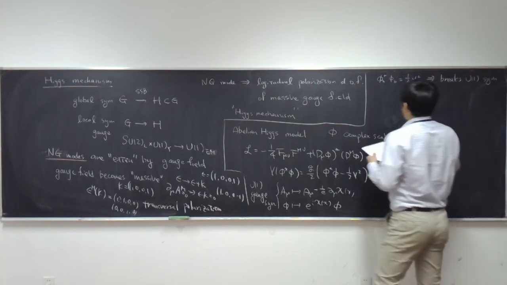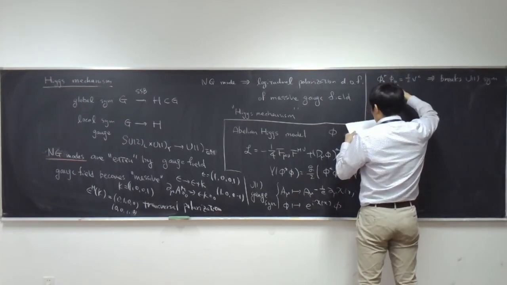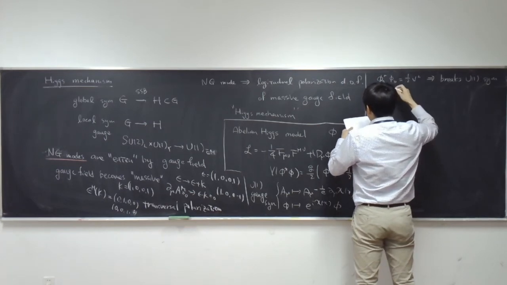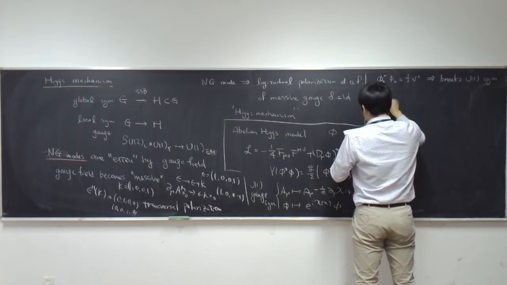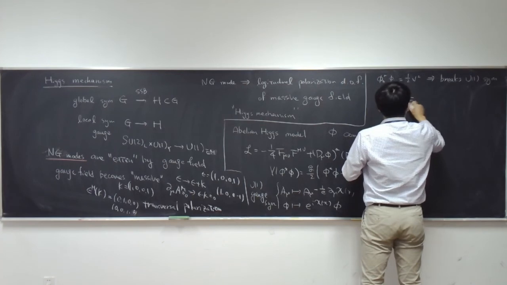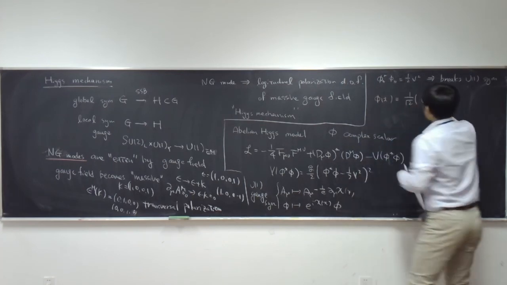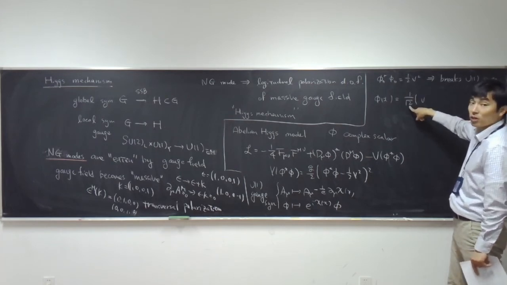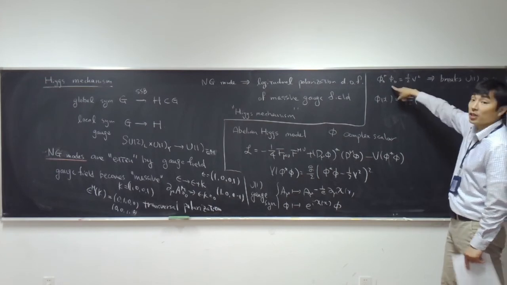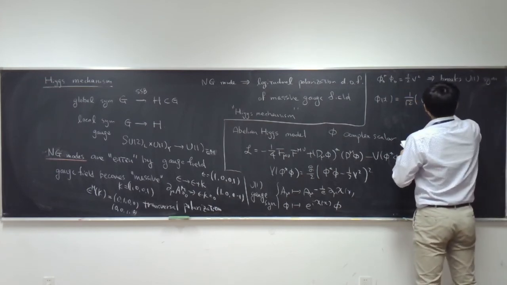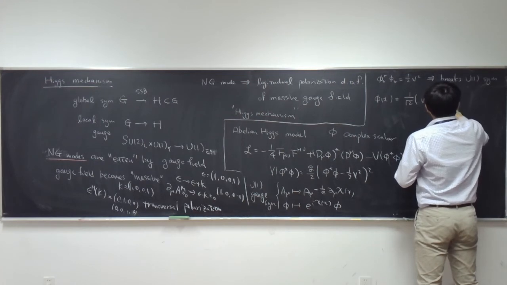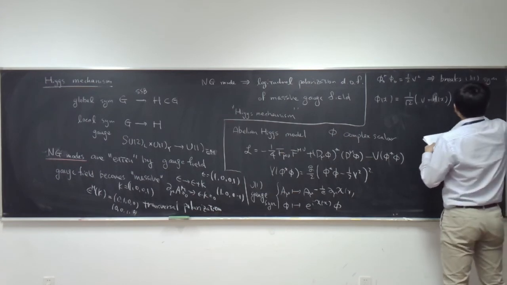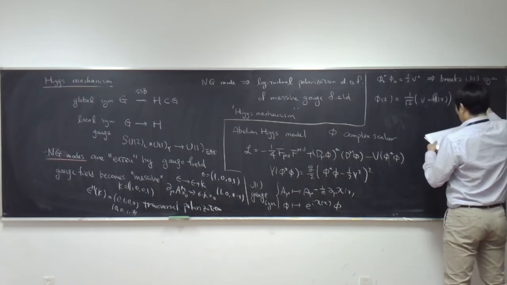The idea is to rewrite the Goldstone boson in some particular parameterization. So for instance, for phi of x, the vacuum can take 1 over square root 2 times v. This is the vacuum expectation value phi 0 can take. And we add the Higgs field, let's call it h, where h means Higgs, and e to the i theta of x over v.